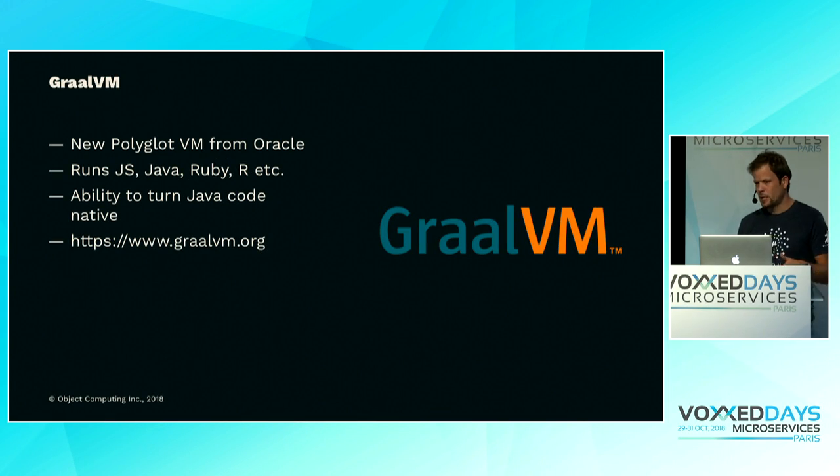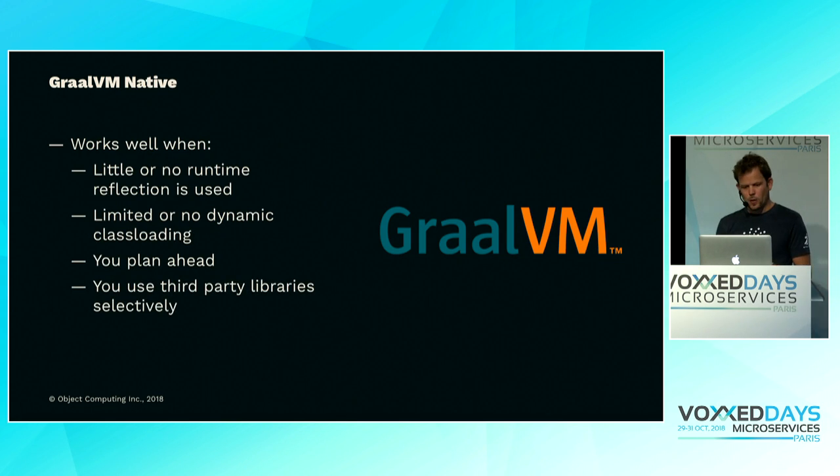Speaking of ahead-of-time compilation, because Micronaut computes everything ahead of time, it has fantastic support for GraalVM. So what is GraalVM? It's a polyglot VM from Oracle that runs JavaScript, Java, Ruby, R, a whole bunch of things. It also has a really nice feature, which is the ability to turn Java code into a native image. Now, this GraalVM native image only works under certain conditions, essentially.